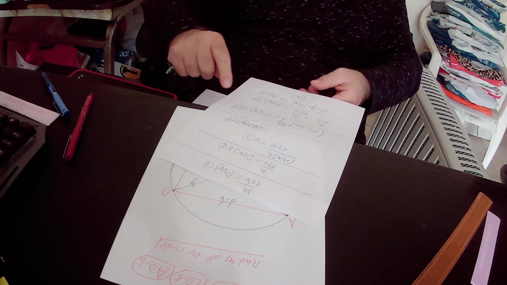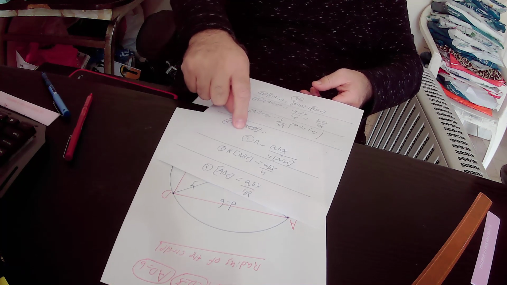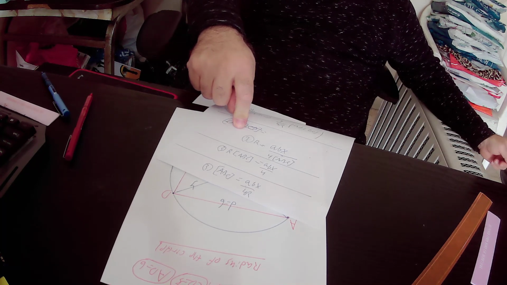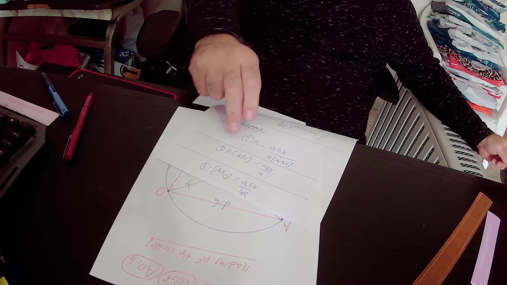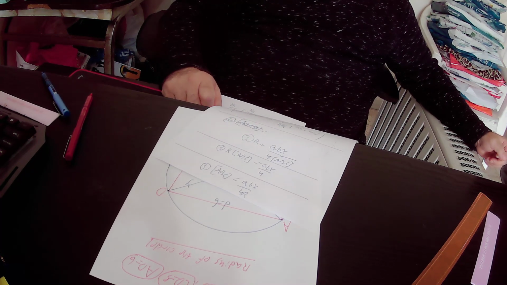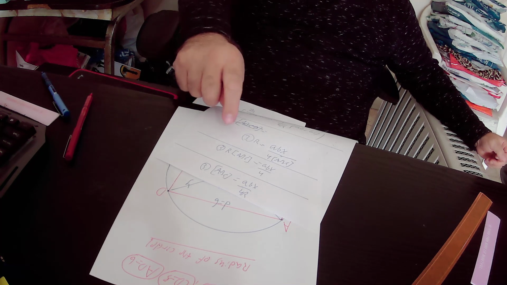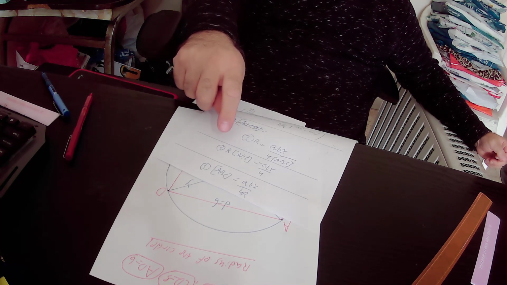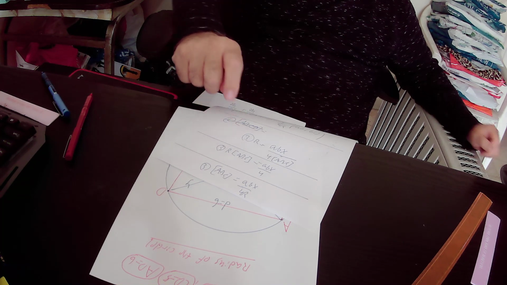So we multiplied equation number 3 by the area of triangle ABC, and we got that R times the area of triangle ABC equals abx over 4. Here we divided equation number 3 by R, and we got that the area of triangle ABC equals abx over 4R.